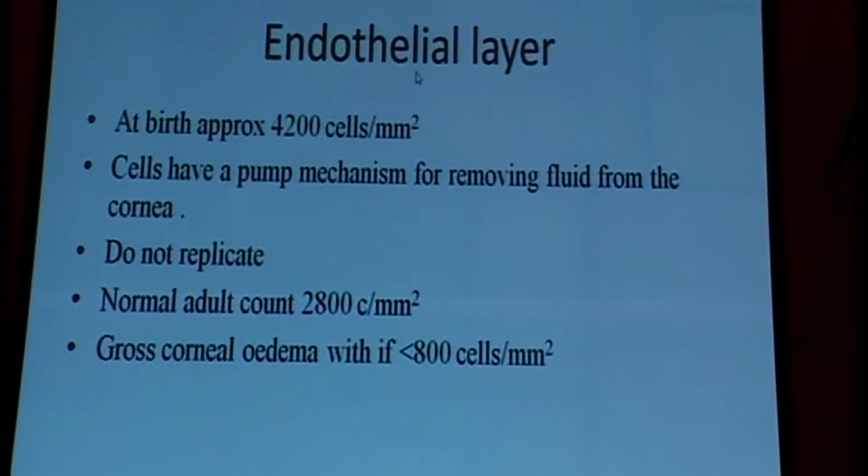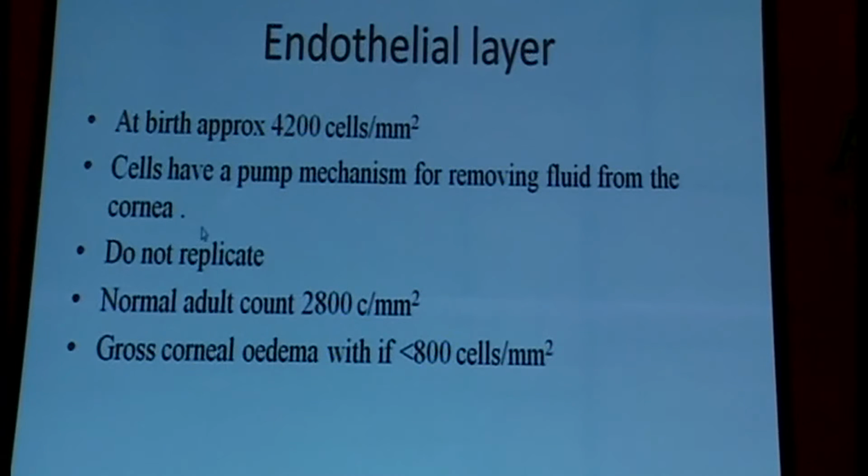As we all know, the endothelial layer is the innermost layer of the cornea, and it has numerous cells, about 4,200 cells per square millimeter by birth, and over age the cells tend to decline. And we also know that endothelium has an effective pump mechanism, the sodium potassium ATPase associated pump, which always pushes fluid out of the cornea to keep the cornea in a relatively dehydrated state. That's the reason for the translucency of the cornea.